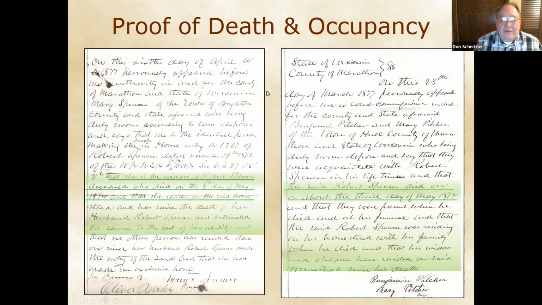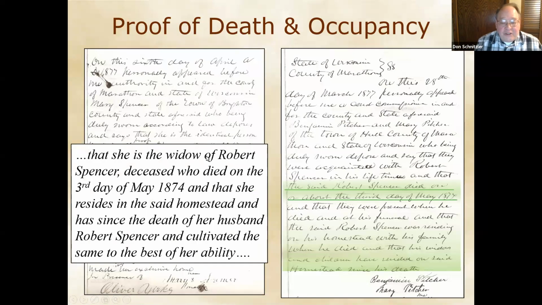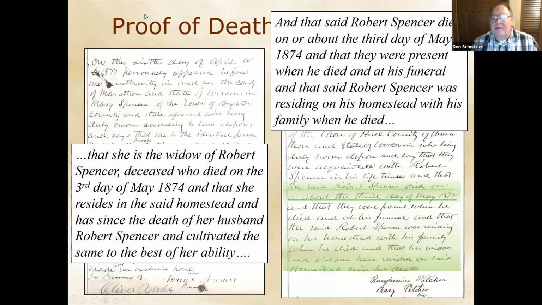And so we have his wife here saying that she is the widow of Robert Spencer, that he died on the 3rd of May, 1874, and that she resides in the said homestead. She resided in the said homestead and has, since the death of her husband, cultivated it to the best of her ability. And they never take the one person's word; they always have someone substantiating it.